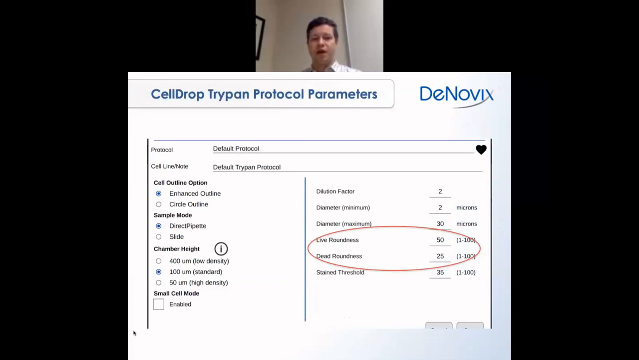So the next parameter I want to talk about is what we call roundness. So I mentioned that's a score of how much something looks like a cell to our algorithms. And what it's looking for there is basically how circular is the object, how much of a circle is the object, and how complete is the outline around that object, to get counted as either a live or a dead cell.